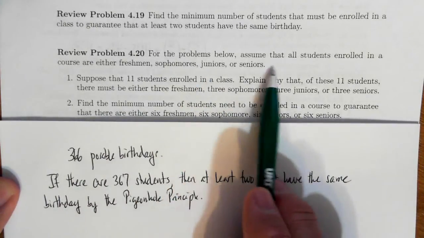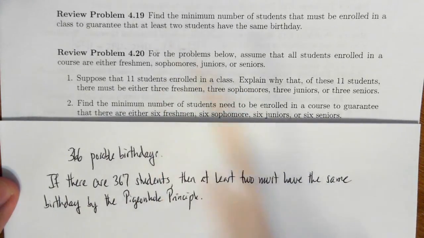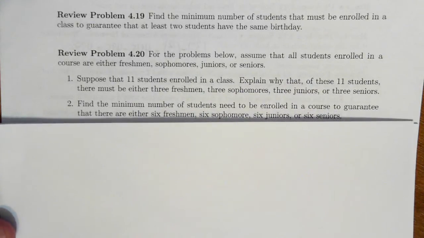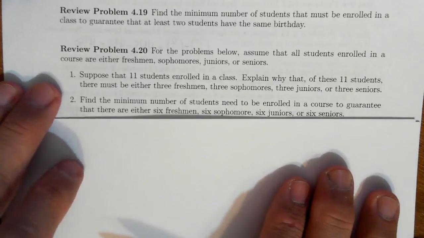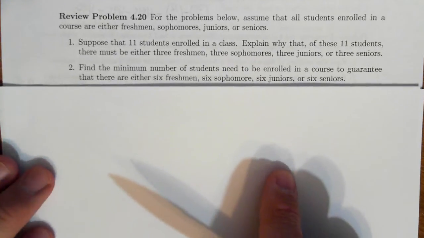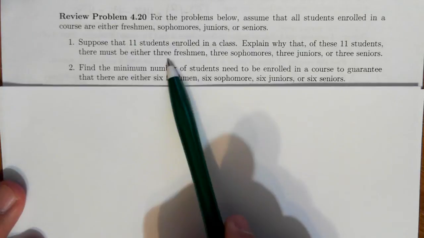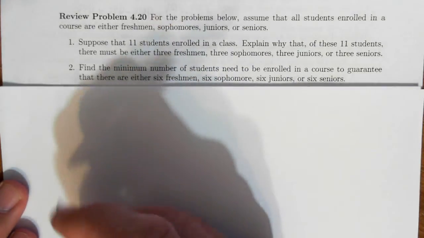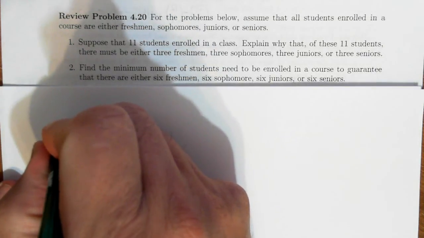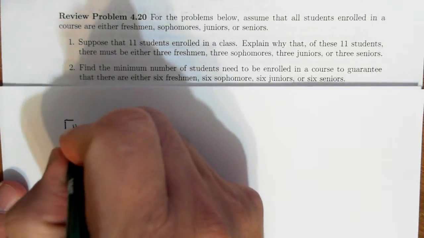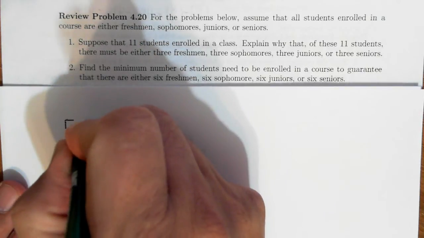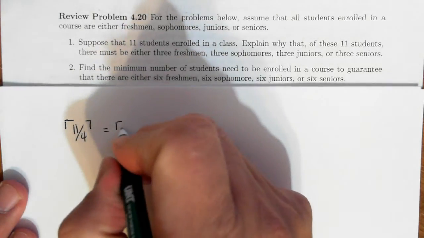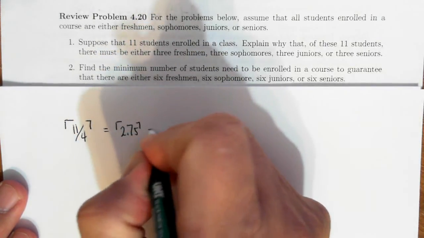Okay, 420. Suppose that there are 11 students enrolled in the class. Explain that of these 11 students, there must be at least 3 freshmen, 3 sophomores, 3 juniors, or 3 seniors. So in this case, the pigeons are the students, there are 11 of them, and the pigeonholes are the class ranks: freshmen, sophomores, juniors, seniors. Now, the generalized pigeonhole principle says that we compute the ceiling of 11 divided by 4, which is the ceiling of 2.75, which is 3.